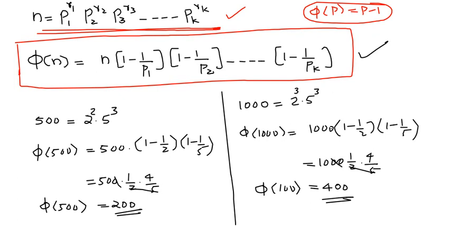So we can easily find the Euler phi function of any integer using this formula. It's a very important formula.